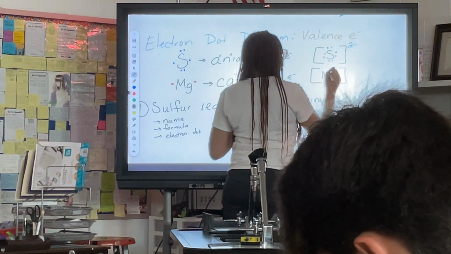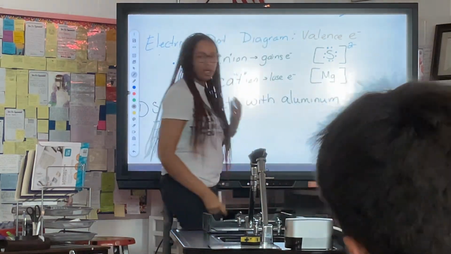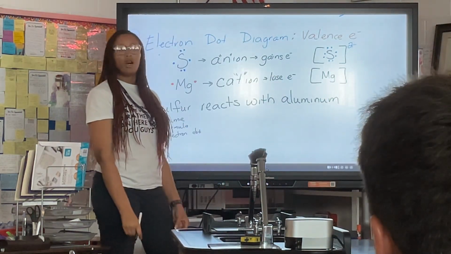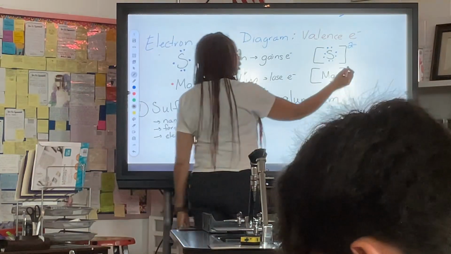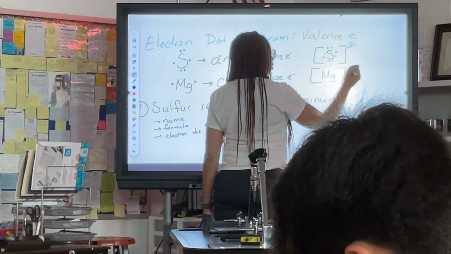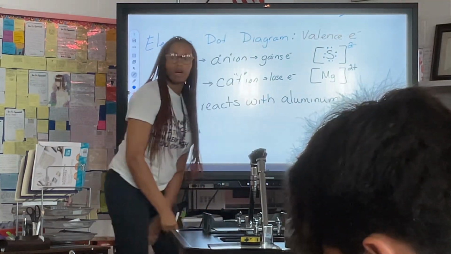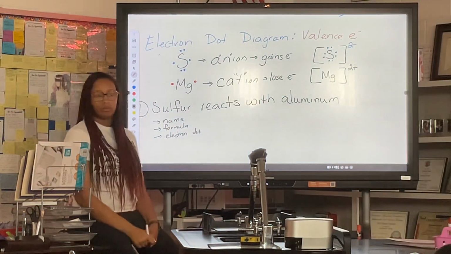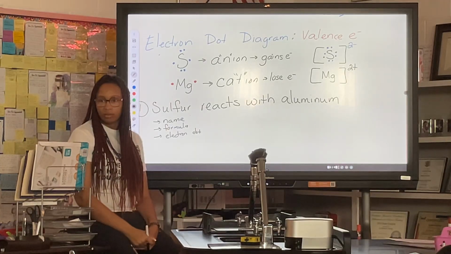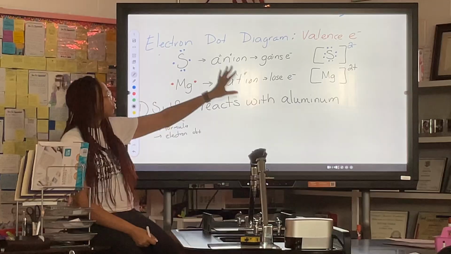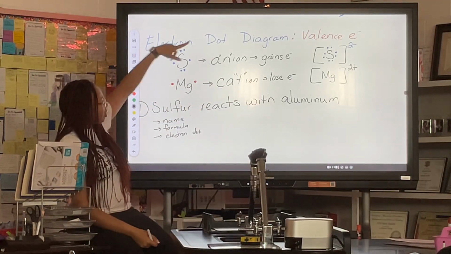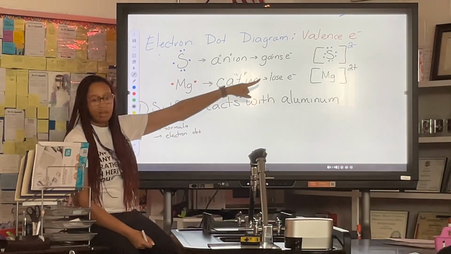So, I'm gonna put it in brackets. Do I put any dots around it? No, because it lost them. So what am I gonna put out here then? Plus 2. Because now it has a charge of plus 2. Y'all following? Alright, so this is the atom, that's the ion.